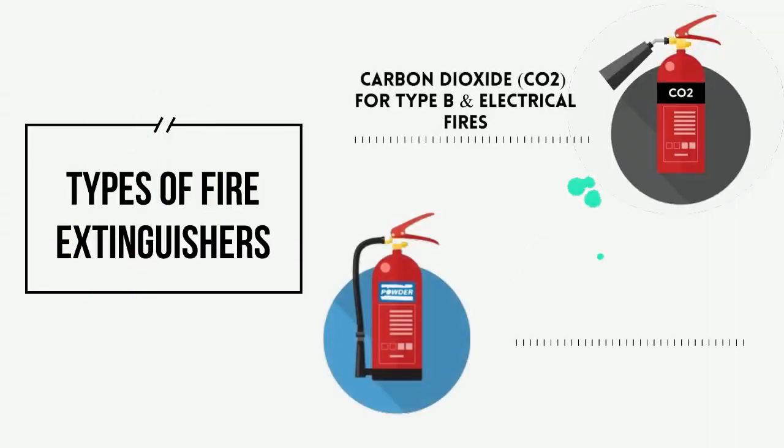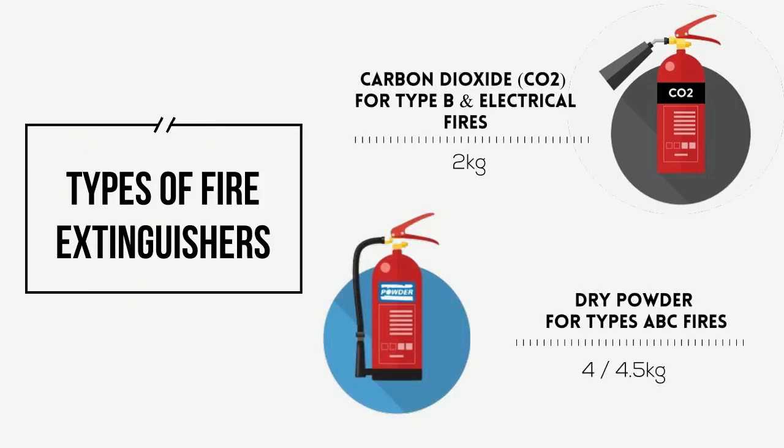Types of fire extinguishers. Carbon dioxide, CO2. For fire type B and electrical fires. Dry powder. For fire types A, B, C.